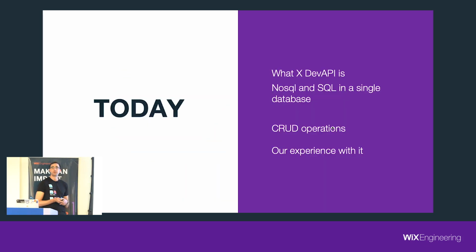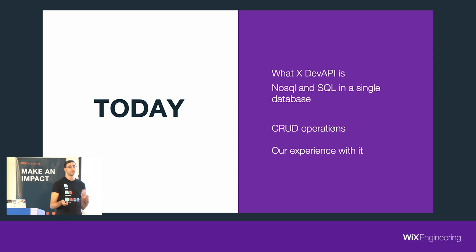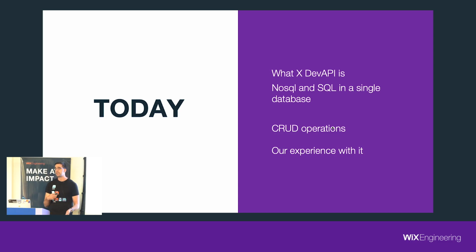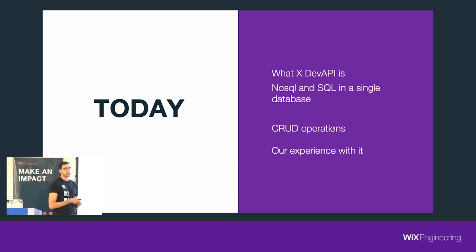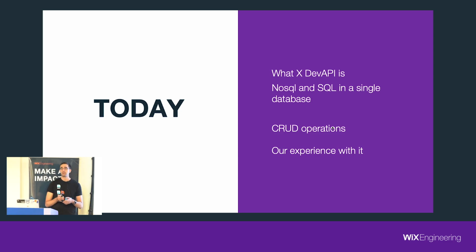We're going to talk about what exactly the Exif API is, what the feature is. We're going to show how the architecture works with this feature, how the architecture in MySQL looks. We're going to show a couple of examples of how to use it with CRUD operations. And lastly, we're going to show our experience with this feature, the problems that we faced, and how we're thinking of implementing this feature here in Wix. So let's begin.